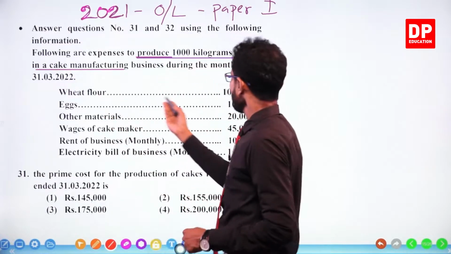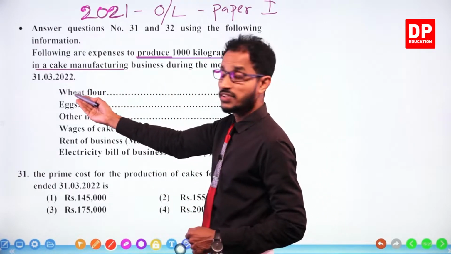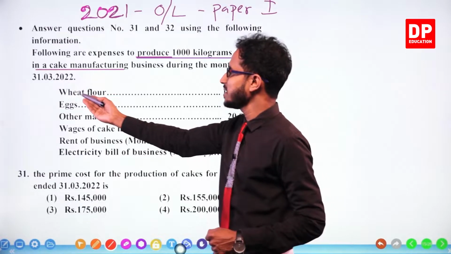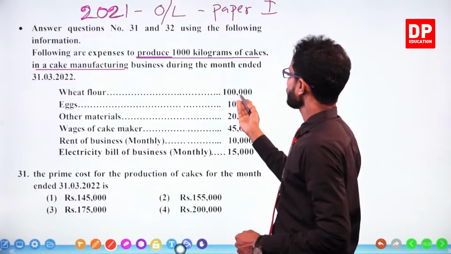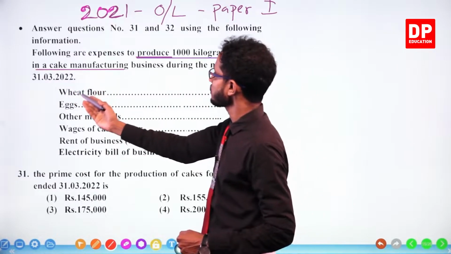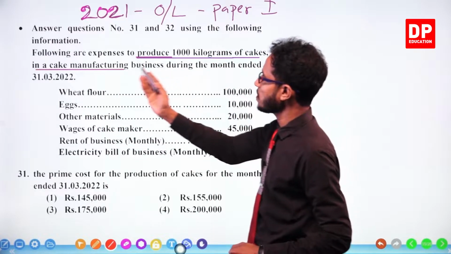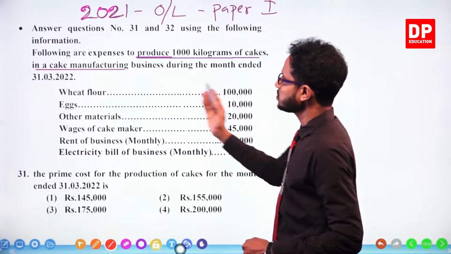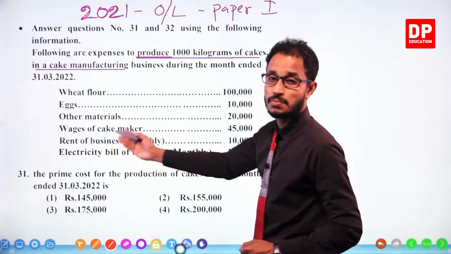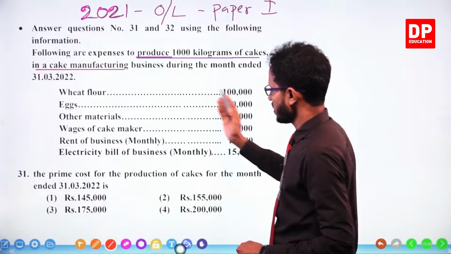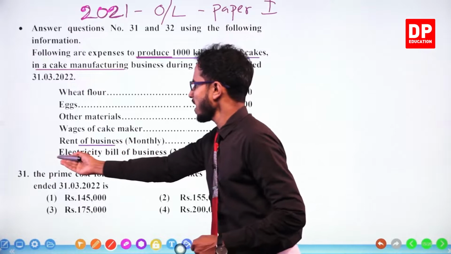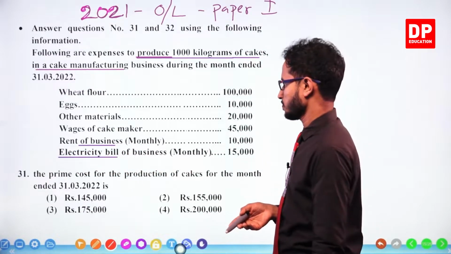For the need of wheat flour, they have spent 100,000. Eggs 10,000. Other materials 20,000. Wages of cake maker, the baker or anybody. Rent is given, and electricity is given.